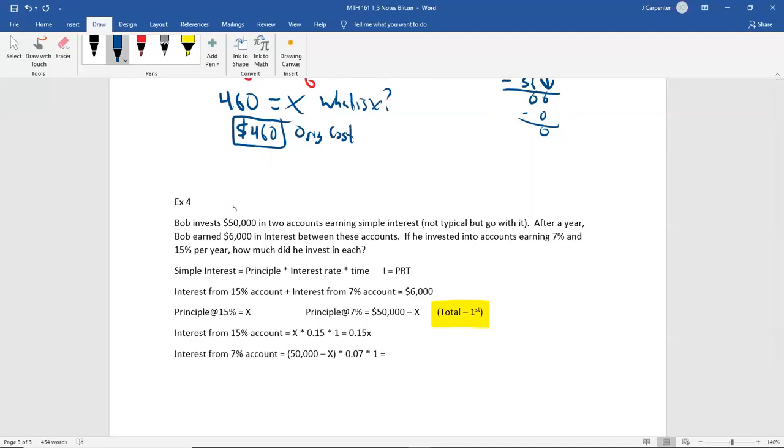So that's equal to 0.07x. So it is these two things. This is the interest from the 15. What did I do? I did that wrong. It's not 0.07x. It's 0.07. Sorry about that. 0.07 parentheses the 50,000 minus x. I was looking somewhere else. That's on me.